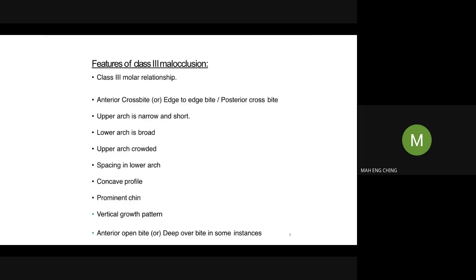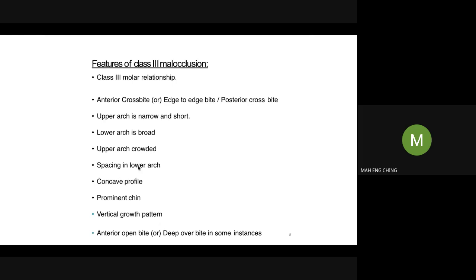So what are the features of Class 3 malocclusion? They can have a Class 3 molar relationship with the Angle classification. Then anterior crossbite, or an incisor edge-to-edge bite, or sometimes a posterior crossbite. Then the upper arch is narrow and short, which we discussed before. Usually the upper arch is crowded because it is narrower and shorter. Then the lower arch is broad, and sometimes they have spacing in the lower arch. So the upper arch is mainly crowded, with space in the lower arch.